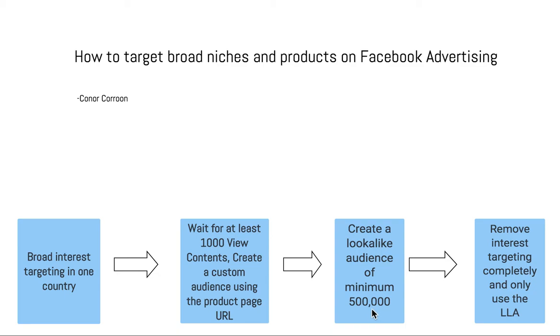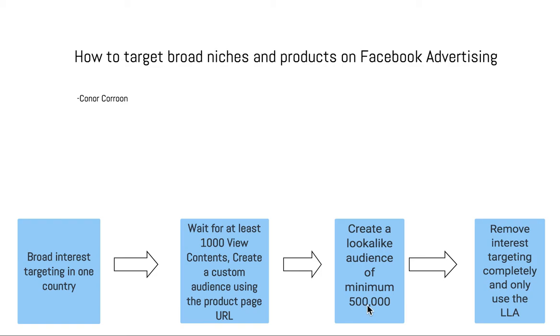Personally, I know I said here minimum 500,000, but for lookalike audiences, I actually prefer to go a little bit higher. When I'm doing interest targeting, I go for 500,000 to a million. When I'm doing lookalike audiences, I go for 2 million. Because it's 2 million, you have a greater chance to scale.